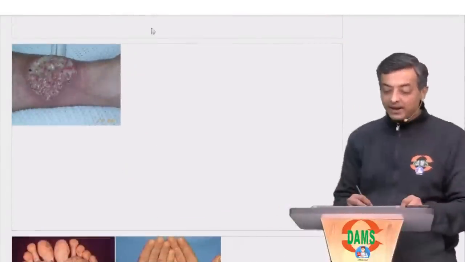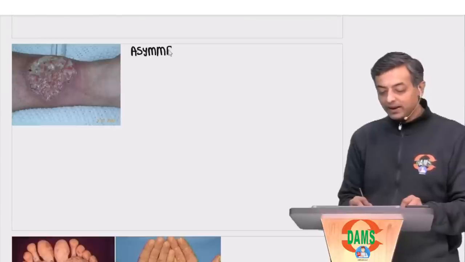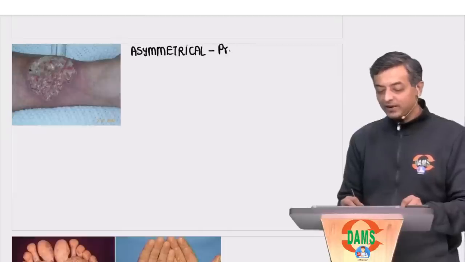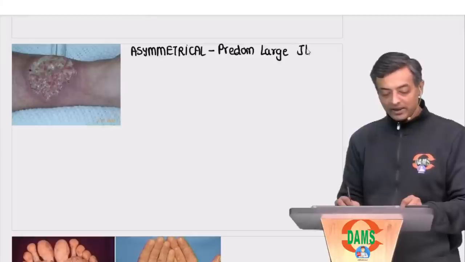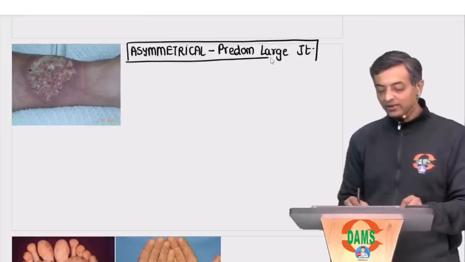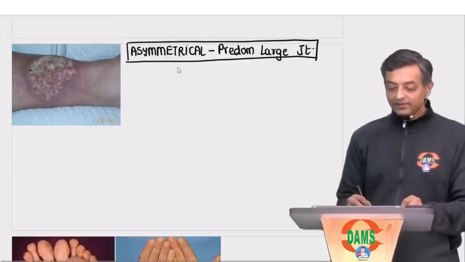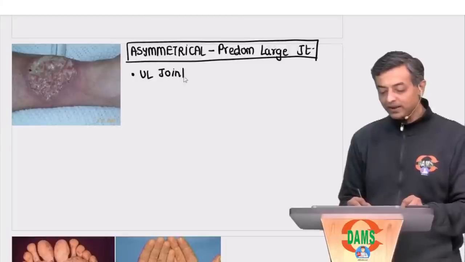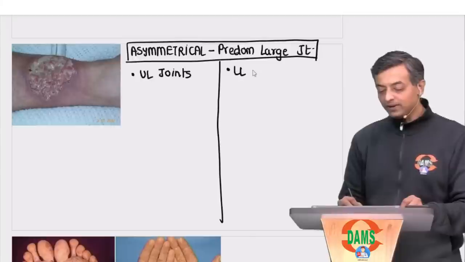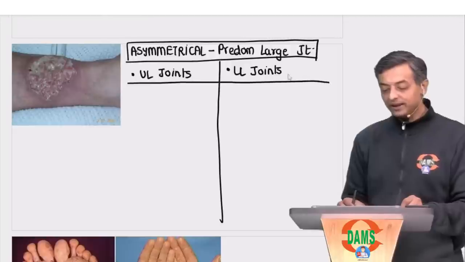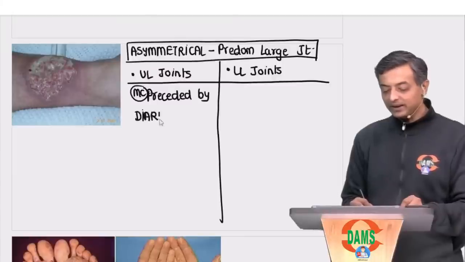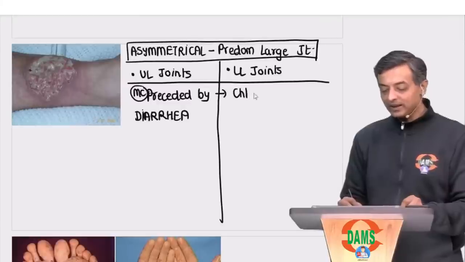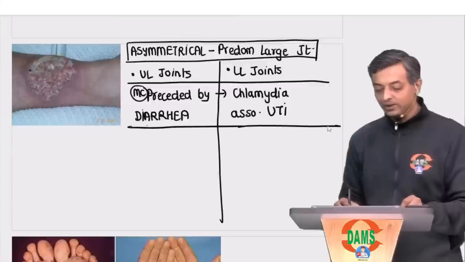Now, when the patient has an asymmetrical polyarthritis, predominantly large joint involvement, what will you look for? You will see which joint is involved, whether upper limb or lower limb. If it is most commonly preceded by diarrhea, or most commonly preceded by chlamydia associated UTI, you will make the diagnosis.